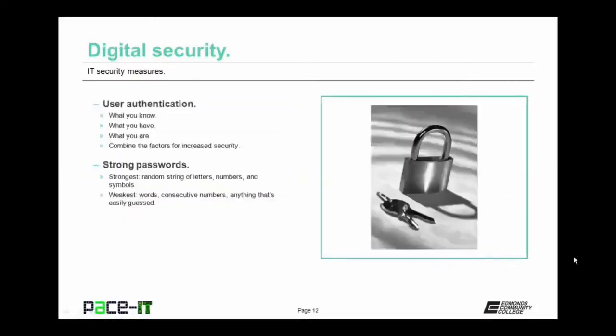Digital security also wouldn't be complete without user authentication. There are three main ways to authenticate a user. There's what you know, username and password; what you have, like a security token; or what you are, biometrics. You can combine these factors to increase your security level. Speaking about authentication, let's talk about passwords. The strongest passwords are random strings of letters, numbers, and symbols, but they're kind of hard to remember. The weakest passwords are whole words, consecutive numbers, or easily guessed passwords, like a birth date or an anniversary.